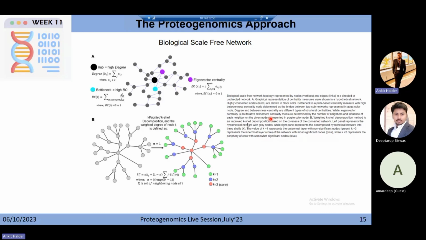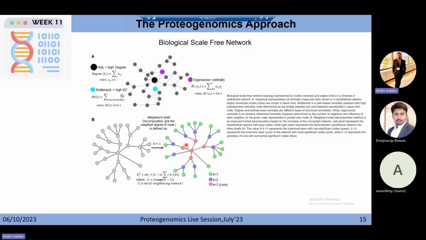Weighted K-shell decomposition method is an improved K-shell decomposition based on the coordinates of the connected network. So the K-shell method is the kind of method which helps you understand the coreness, that is, how much in the core your particular gene or protein lies in that particular network. The left panel represents your hypothetical network with gray nodes, while the right panel decomposes the hypothetical network into 3 shells. So this is the actual network, but it is divided into 3 after we do the K-shell decomposition.